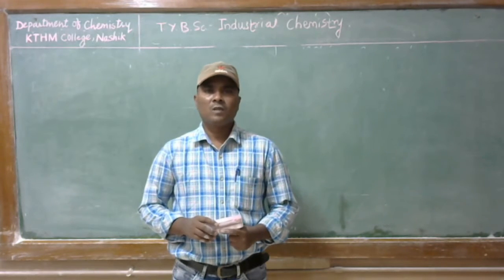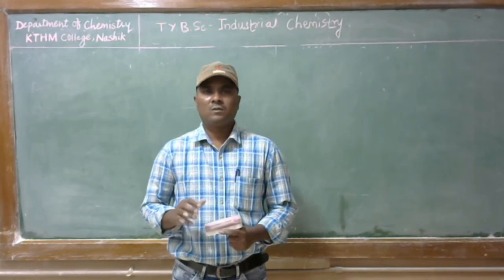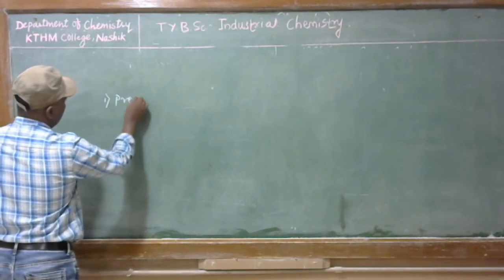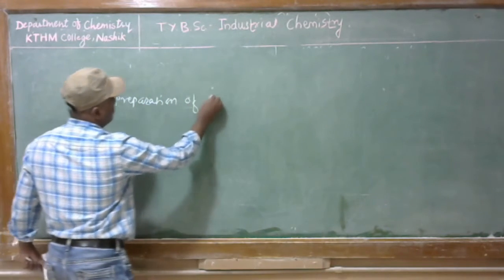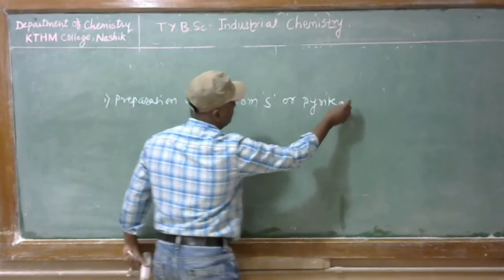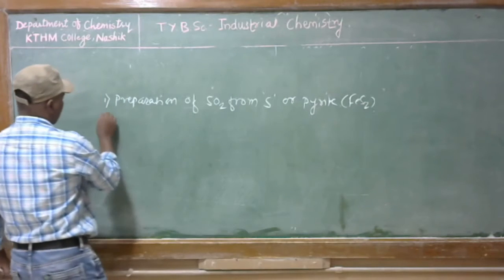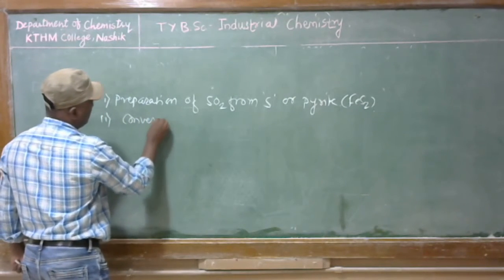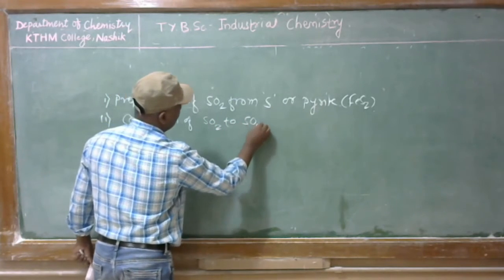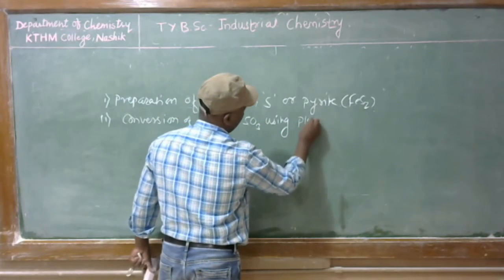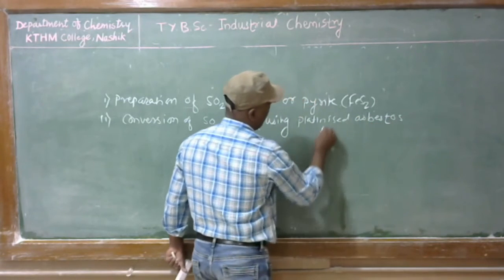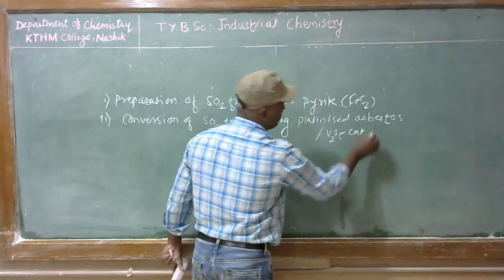First is the preparation of SO2 from sulfur or pyrite, and the second one is the conversion of SO2 to SO3 using platinized asbestos or vanadium pentoxide catalyst.